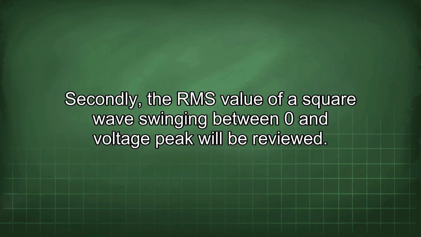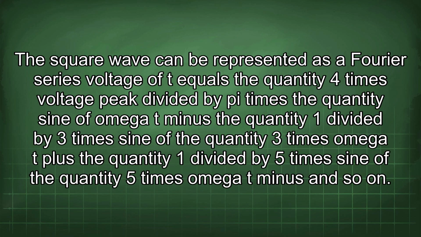Secondly, the RMS value of a square wave swinging between 0 and V_peak will be reviewed. The square wave can be represented as a Fourier series: V(t) equals the quantity 4 times V_peak divided by pi times the quantity sine of omega t minus 1/3 times sine of 3 omega t plus 1/5 times sine of 5 omega t minus, and so on.